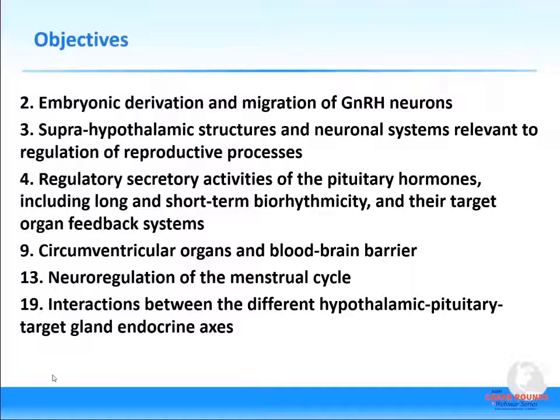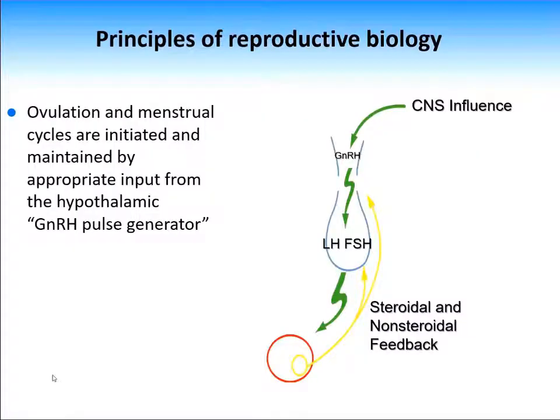The next is to review some of the circumventricular organs, the neuroregulation of the menstrual cycle, and interactions that occur in that domain. So we're going to start here.